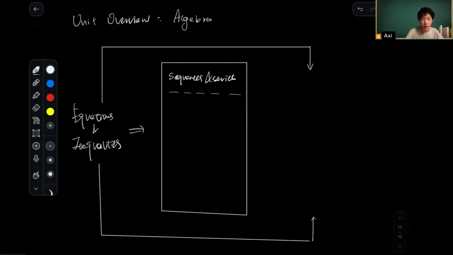Before we dive into today's lecture, let me show you the unit overview of AMC12 algebra. As you most likely will recall, we have first covered equations and inequalities. This is the foundational stuff of algebra, so it makes sense to talk about it first. Next, we talk about sequences and series, and that might seem a bit abstract to you. However, we'll reveal that today.